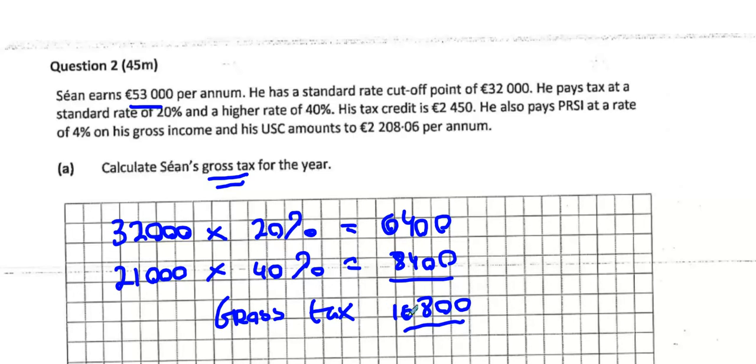14,800. PRSI is not a tax. Unless it says the word tax, it doesn't go there. It can't be a charge.